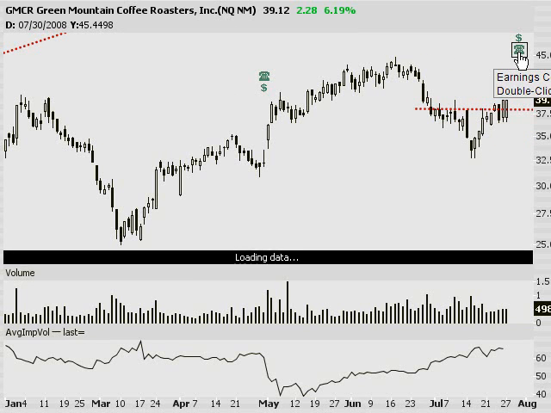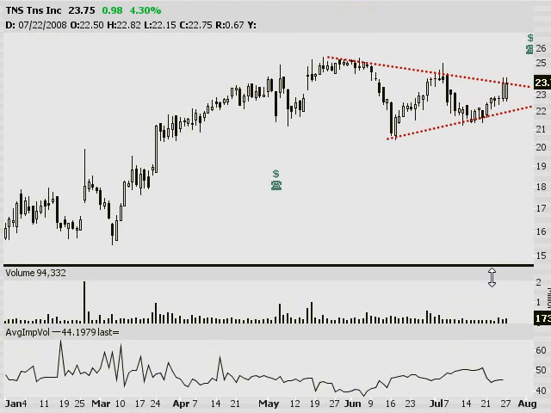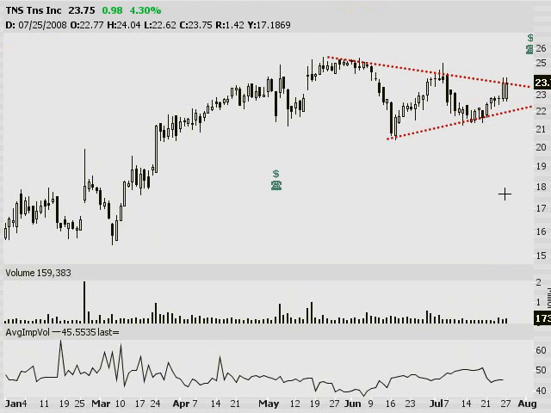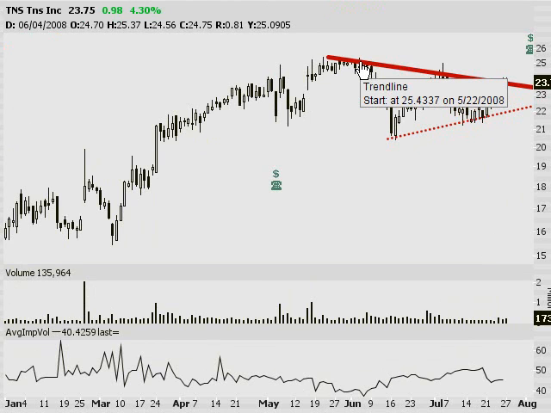Next, I'm going over to TNS, and this is a little bit of an illiquid stock, so maybe you just purchase some shares here. But I like the idea of the triangle, and the reason why is because if you measure this from top to bottom, we're talking about a 5-point move, and for a $20 stock, it's pretty hot.